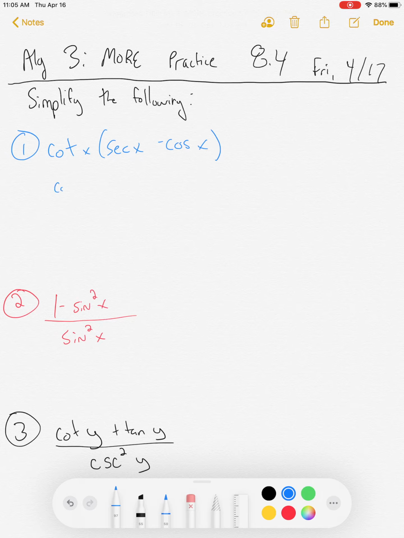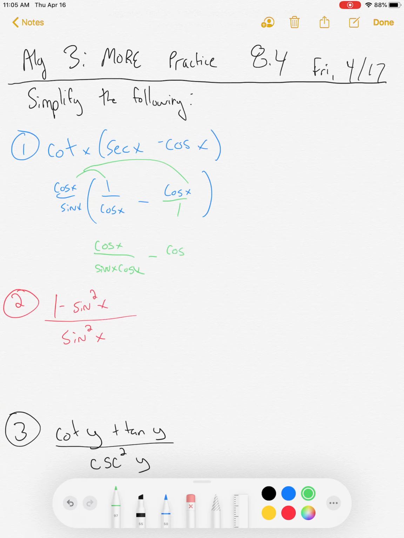So hopefully you are aware by now that cotangent is cosine of x over sine of x times secant is 1 over cosine of x minus cosine of x. Now what we need to do is go through and distribute this. So cosine times 1 is cosine of x over sine of x cosine of x minus, now this is really over 1, so we're just going to multiply the numerator by the numerator and the denominator by the denominator.